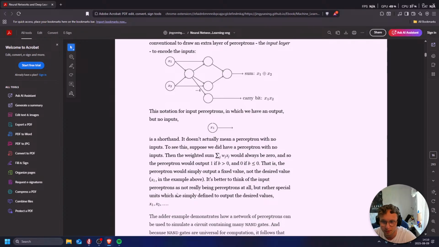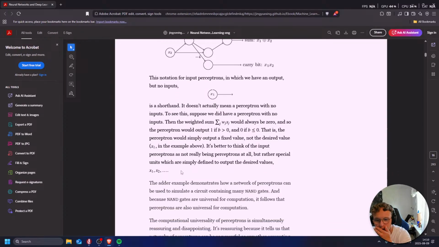X1 in the example above. It's better to think of the input perceptron as not really being a perceptron at all, but rather special units, which are simply defined to output the desired values, which makes sense. It's just an input. It's not a perceptron at all.